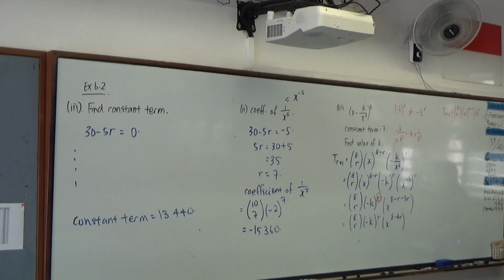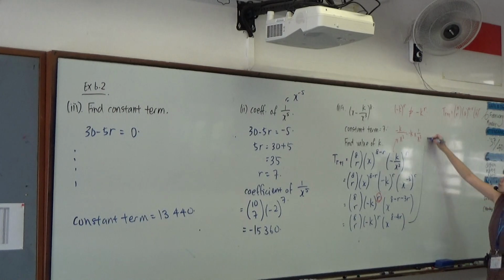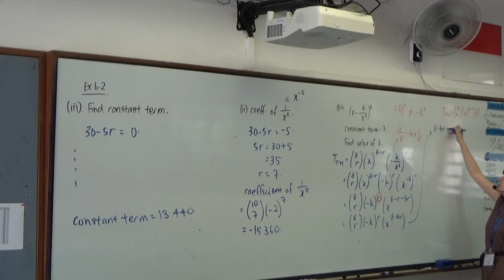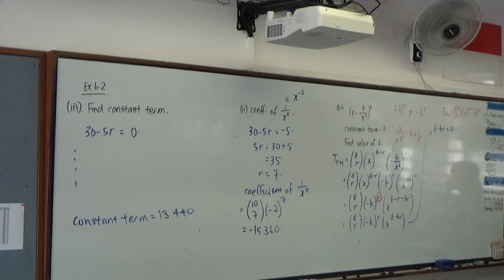Since we're looking for the constant term, 8 minus 4r, as you all pointed out earlier already, power of x must be equal to 0. So 4r equals 8, r equals 2. Now we can find the constant term, which will be 8 choose 2, negative k to the power of 2. This x power itself naturally should become 0.